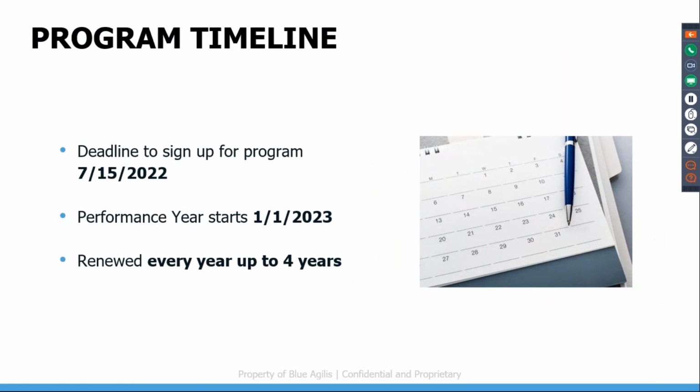Lastly, I wanted to give you some important dates. The deadline to sign up for this program is coming up on July 15th, so just in a couple weeks here. Even if you're a little bit interested or have more questions, I really encourage you to send us an email and contact us right away, so we can make sure that you will get a spot for this program. The performance year starts January 1st, 2023, and it is renewed every year up to 4 years.